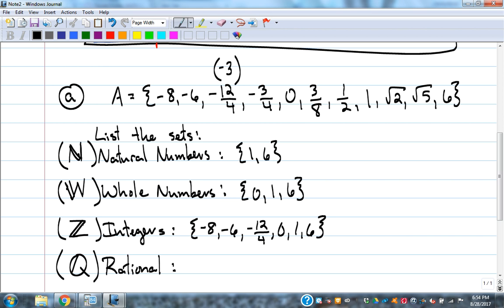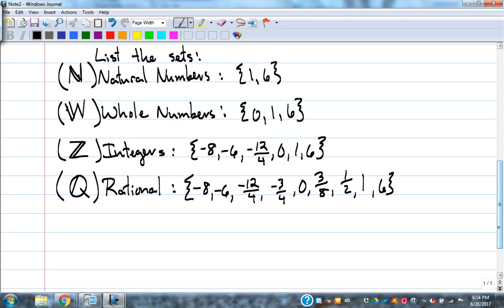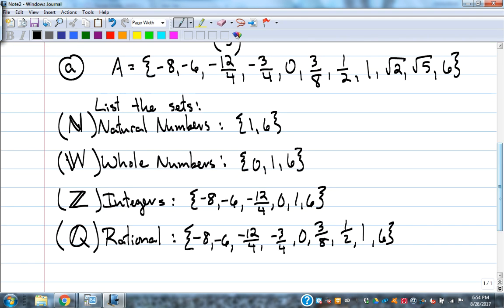So we've got -8, -6, -12/4, -3/4, 0, 3/8, 1/2, 1, and 6. The rational numbers picked up a lot of our stuff.